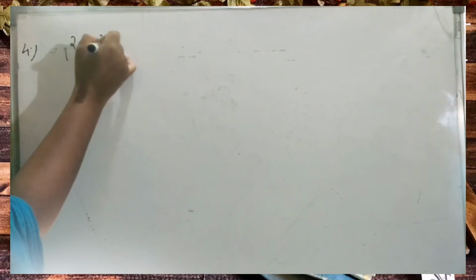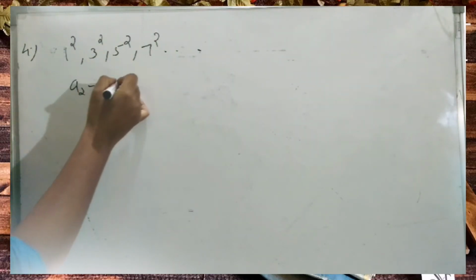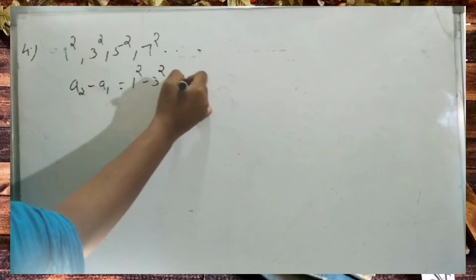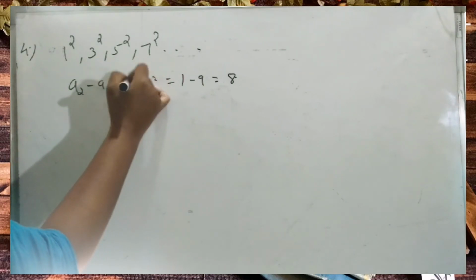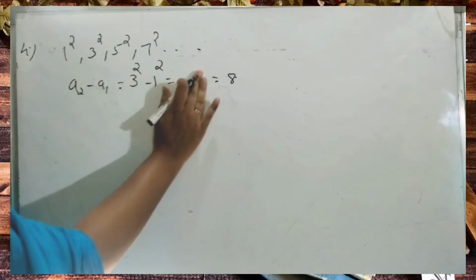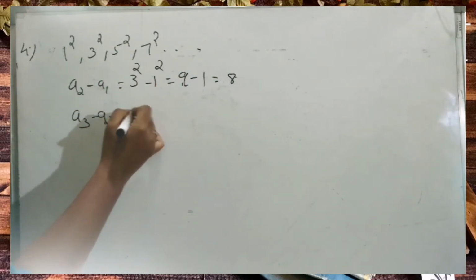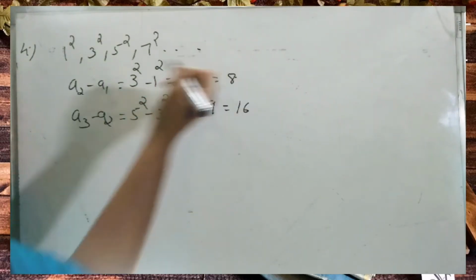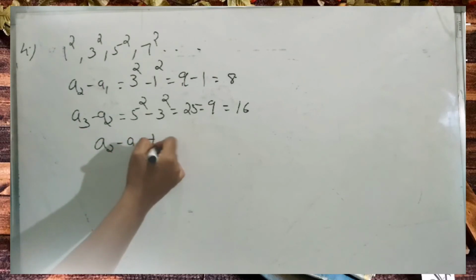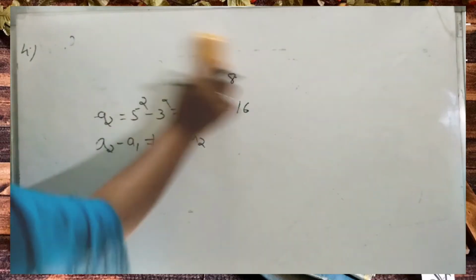Next question. 1 square, 3 square, 5 square, 7 square, etc. A2 minus a1, 3 square minus 1 square, that is 9 minus 1 is equal to 8. And a3 minus a2 is equal to 5 square minus 3 square, that is 25 minus 9 equal to 16. So a2 minus a1 is not equal to a3 minus a2, therefore the list of numbers does not form an AP.